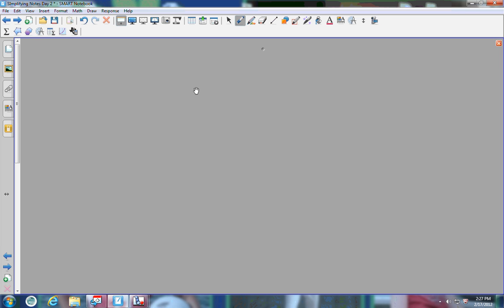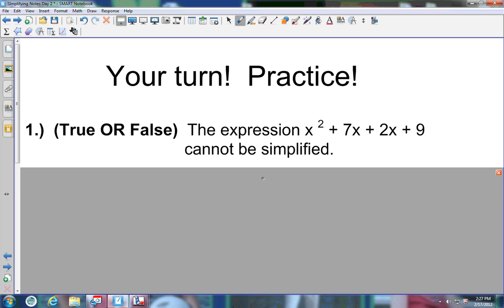Okay, let's try this. It says true or false, the expression x squared plus 7x plus 2x plus 9 cannot be simplified. That is false. You can put these x's together right here, and you get x squared plus 9x plus 9.